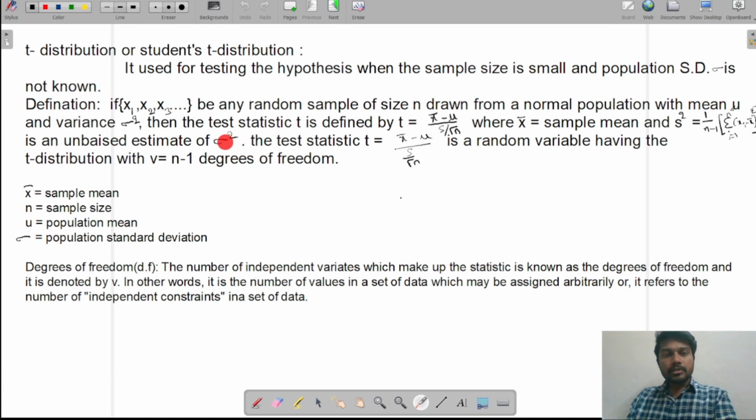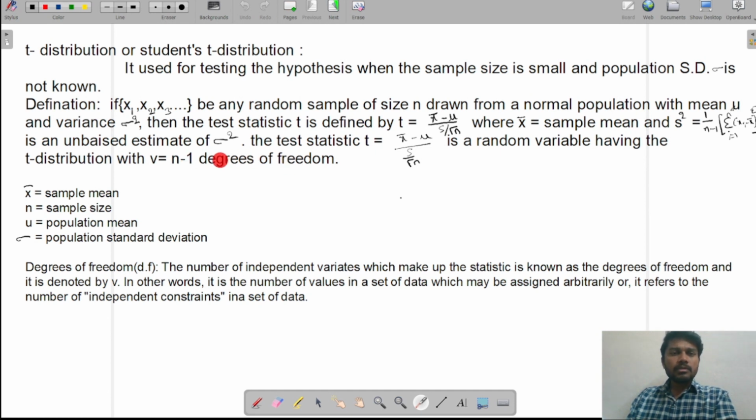What is meant by sigma square here? Sigma square is the population variance. Now the test statistic t equal to x bar minus mu by s by root over n is a random variable having the t distribution with nu equal to n minus 1 degrees of freedom.